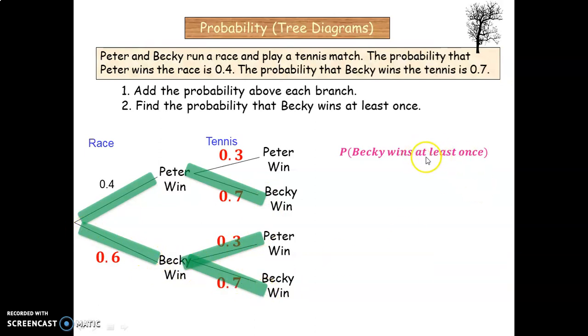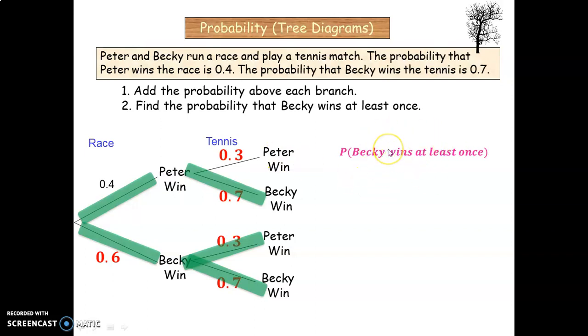And even though this says Becky wins at least once, it doesn't say Becky wins once. It says at least once. So that means she has to win once, or she can win more than once. In other words, she can win both times. So 3 of these 4 paths lead to the situation of her winning at least once. The only path that does not show that is this top path, which is Peter winning both times. And that means she does not win at least once.